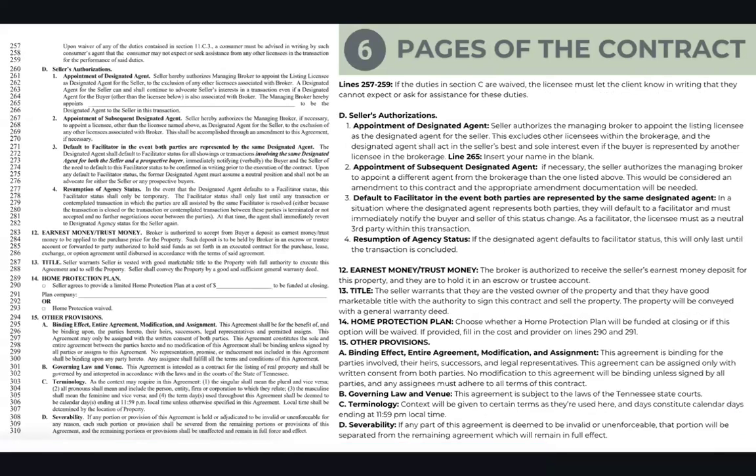Lines 257 to 259. If the duties in Section C are waived, the licensee must let the client know in writing that they cannot expect to ask for assistance of these duties.